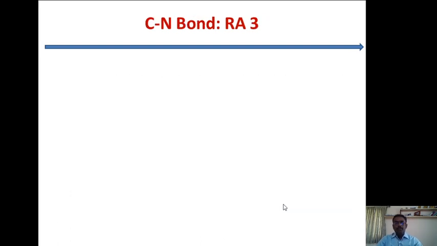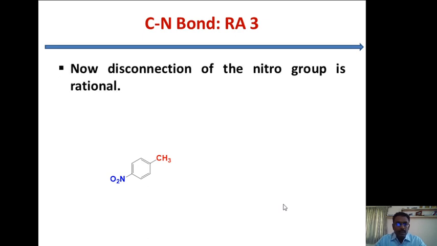Okay, now we are going for the third part of the analysis. First we converted the ester into acid, then we converted the amine into the nitro group and the acid into the methyl group using oxidation-reduction chemistry. Now we end up with this molecule, para-nitrotoluene. How do we further break it down and arrive at a simple molecule? Now the disconnection of the nitro group is rational, because nitration is already a very well-known, simple reaction. So we can disconnect now.